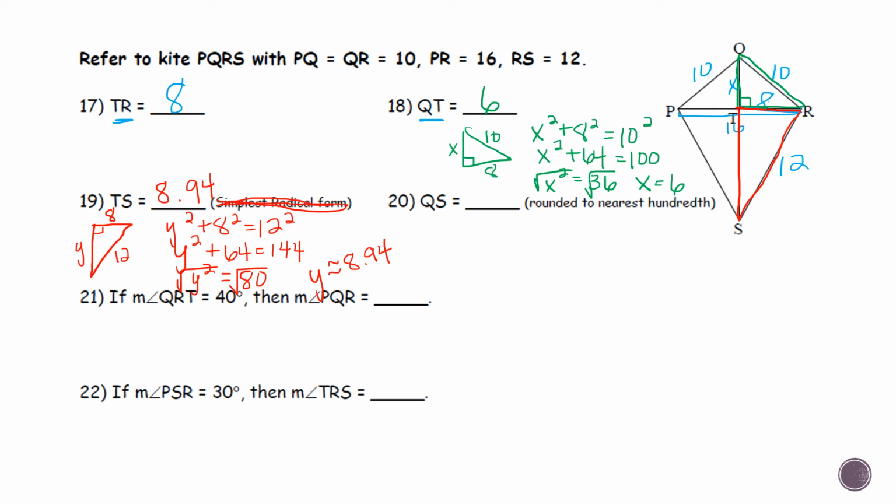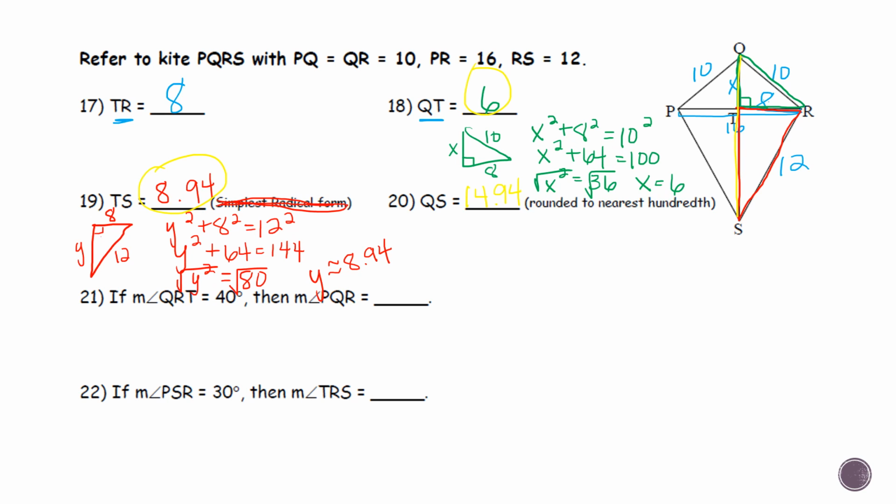Okay, next thing we want to find is QS. So QS is the whole diagonal. But we know what x is and we know what y is. So if I take 6 and I add it to 8.94, we should get 14.94. Since QS is the whole diagonal, I used what I found in previous examples to just add those together and then solve from there.